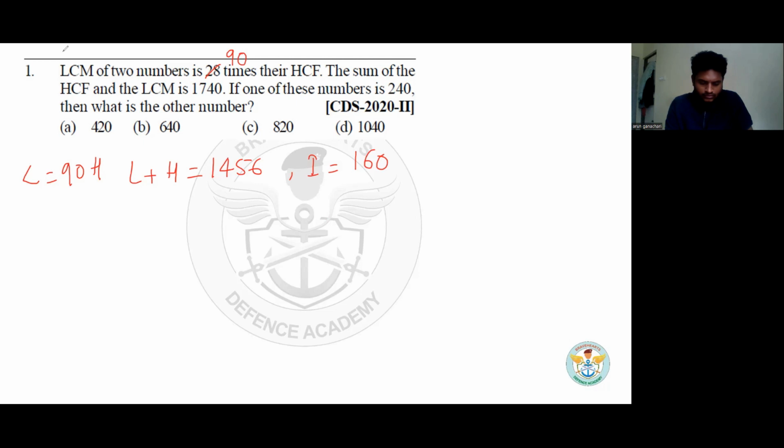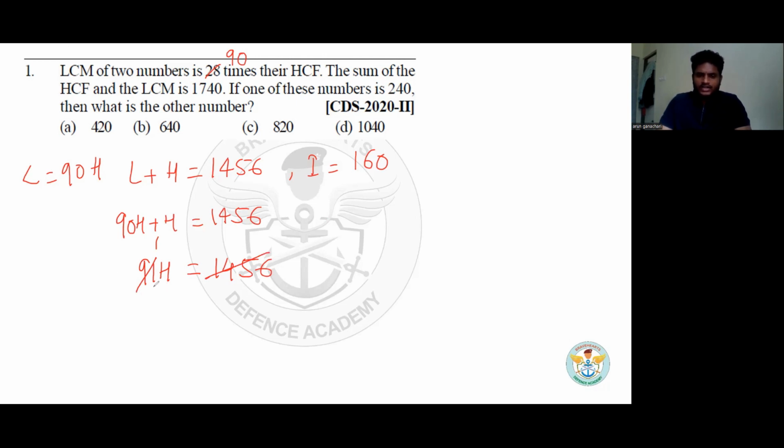How much are you getting? Same thing, guys. Again, it's same. LCM can be written as 90H plus H, which is equal to 1456. 90H plus H is what? 91H, which is equal to 1456. Now I'll cancel it out. 91 ones are 91.